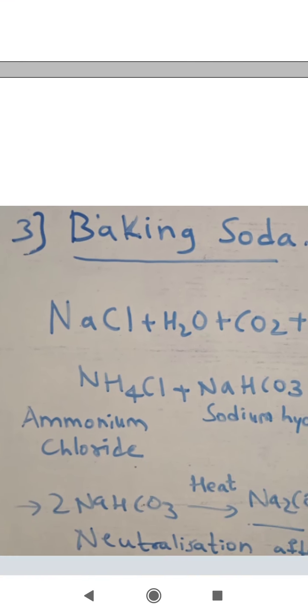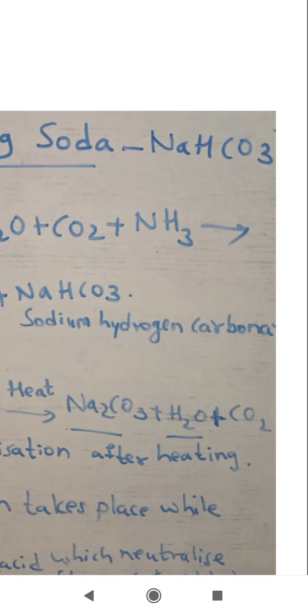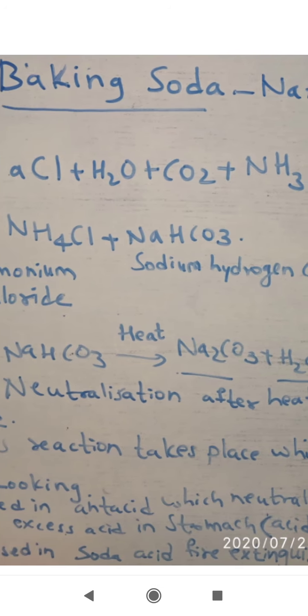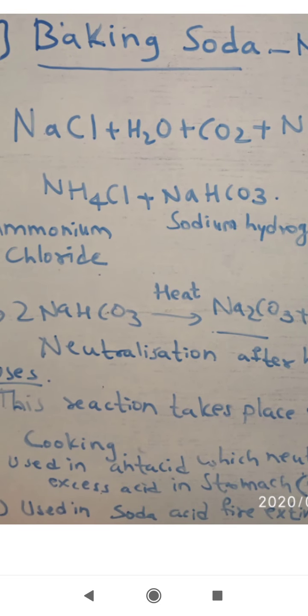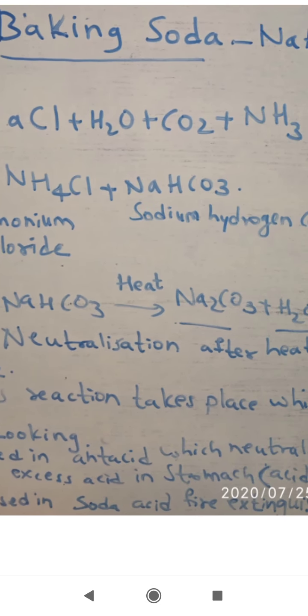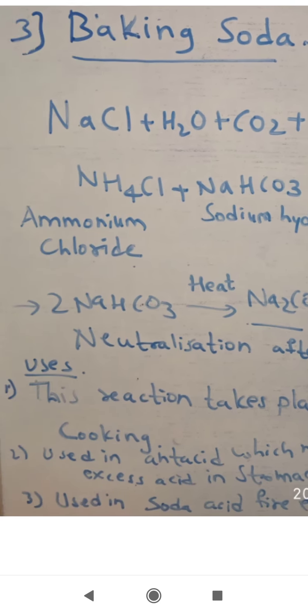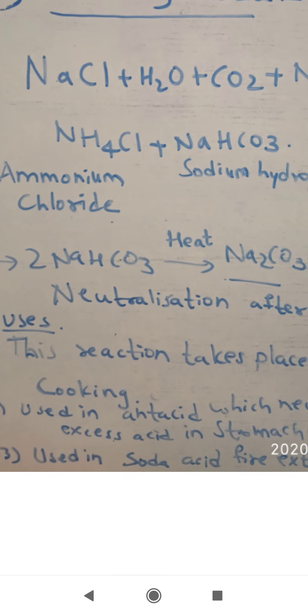The next component is baking soda. The chemical formula of baking soda is sodium hydrogen carbonate, or sodium bicarbonate. How is it prepared? It is prepared from salt, water, carbon dioxide, and ammonia. All these are mixed together so as to form ammonium chloride and sodium hydrogen carbonate. That is nothing but baking soda. This baking soda is used in idlis, in bread, in bakeries and all, so that the quantity of the food increases.